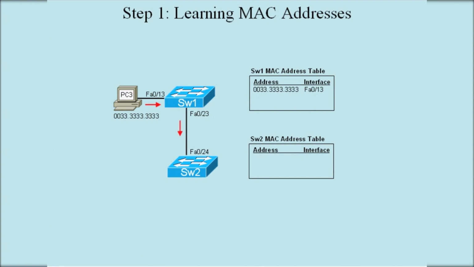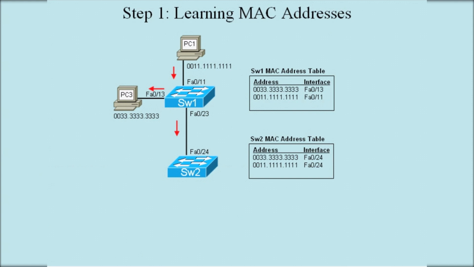Similarly, when switch 1 forwards the frame over, switch 2 hears the frame, looks at the source MAC address, sees MAC address 3, and adds an entry to its MAC address table, this time with switch 2's FA0/24 interface listed in the MAC address table. Now if we hook up a second PC, in this case PC1 with MAC address 1, when PC1 sends its first frame, switch 1 looks at the source MAC address and adds that MAC address to its address table, and then as switch 1 forwards the frame down to switch 2, switch 2 does the same process, looking at the source MAC address of the frame and adding that entry to switch 2's MAC address table.